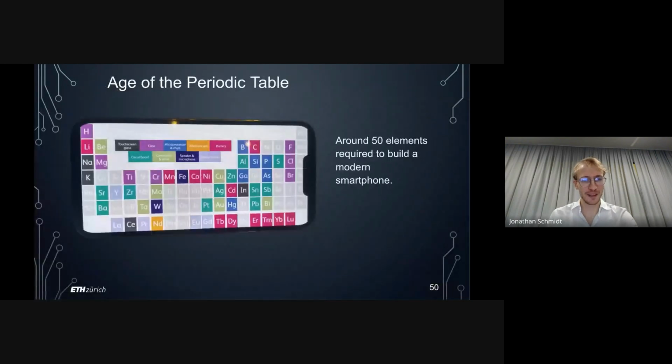So why are we doing this research? If we look at the computers that we use now, like smartphones, we are claiming that we're in the age of the periodic table. We don't only need silicon, but we need around 50 elements to build these computers. And so we also want to discover and use materials on these universal scales, in terms of the periodic table, because otherwise the technologies are not really possible.